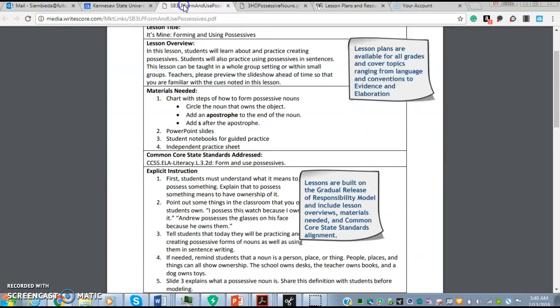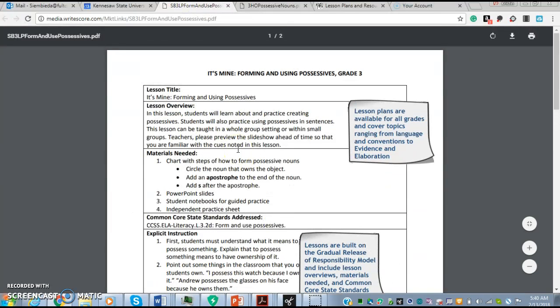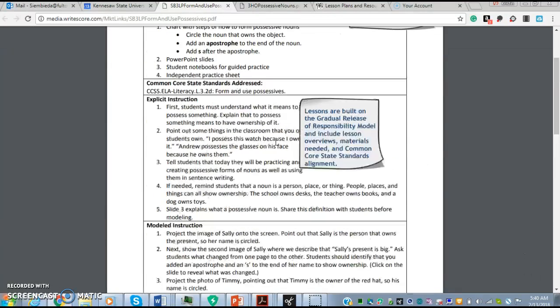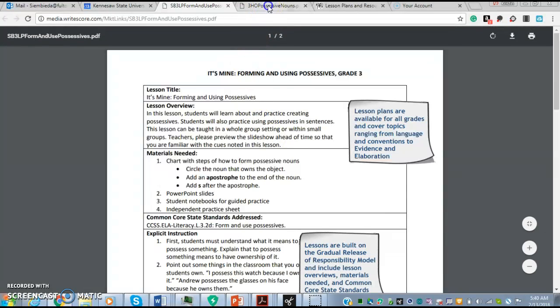So up here, I have one of the rate score lessons. It's a third grade lesson called It's Mine Forming Possessives. And it tells you in the lesson they'll learn about creating possessives. They'll practice them in a whole group and in a small group. And they have a slideshow that basically helps you teach it. And then it goes through and gives you the rest of the information.